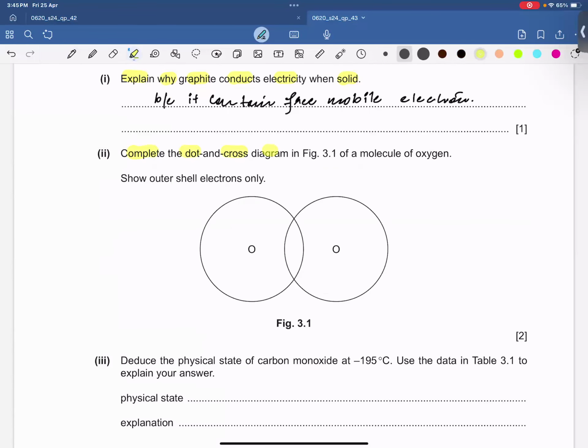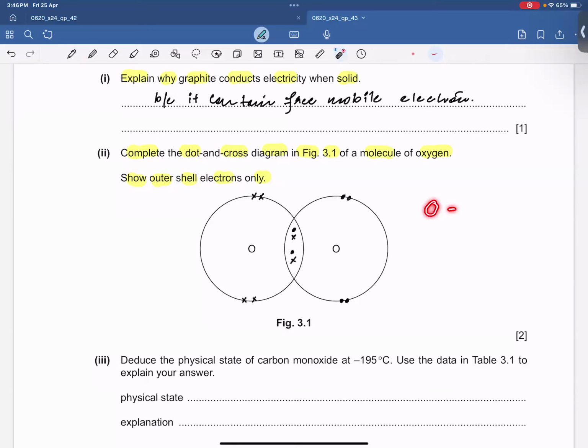Complete the dot and cross diagram in figure 3.1 of a molecule of oxygen. Show outer shell electrons only. Oxygen has 6 valence electrons. 1, 2, 3, 4, 5, and this one is 6. Now this oxygen also has 6 valence electrons. 1, 2, 3, 4, 5, 6. Since oxygen molecule contains a double bond, which means 2 electrons of each element share together, that concept of sharing I applied here. और ये सब चीजें हमने पढ़ी नहीं है, आपको याद होनी चाहिए बहुत अच्छे तरीके से.